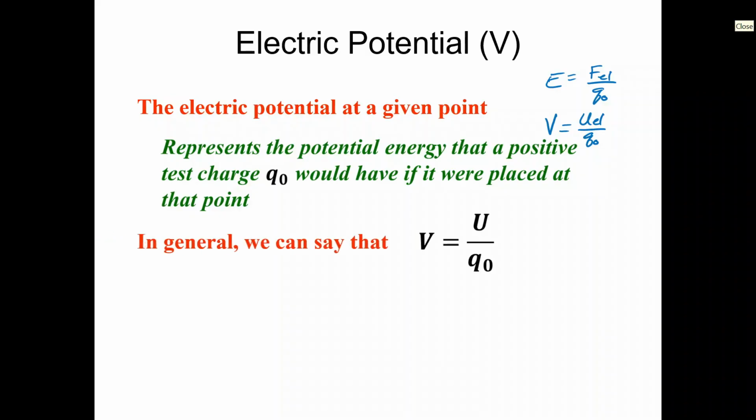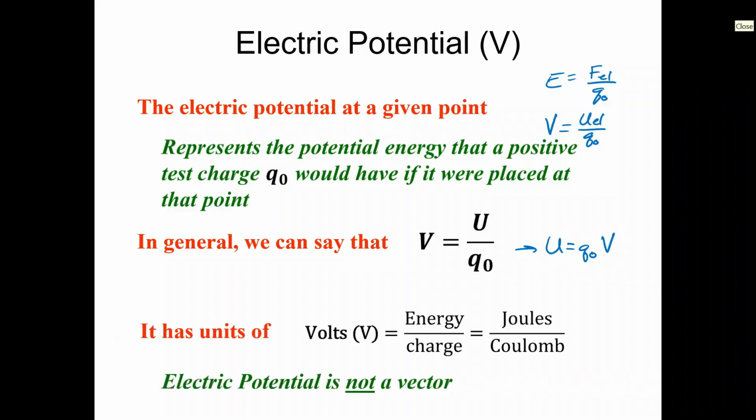So we end up with V is equal to U over Q0, or U is equal to Q0 times V, if we wanted to write it the other way. So electric potential has units of volts. Now this is one of those weird situations where the unit and the symbol are the same. So we use a capital V for electric potential, and we use a capital V for the unit of volts. And a volt is the same thing as energy per unit charge, U over Q. So that's the same thing as a joules per coulomb. So 1 volt is the same thing as 1 joule per coulomb, in case you see it.